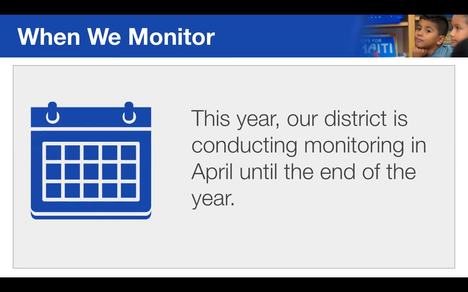This year, District 196 is completing monitoring forms beginning in April and ending at the end of the academic year. Monitoring forms will be assigned in April and will be due by June 8th. At the elementary level, classroom teachers will complete the forms. At the middle school level, homeroom teachers will complete the form. And at the high school level, English teachers will complete the form.